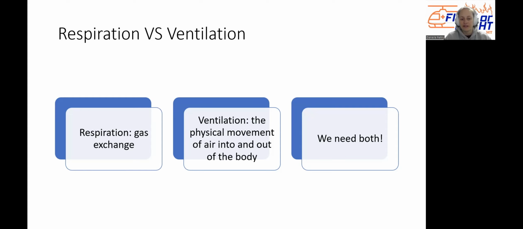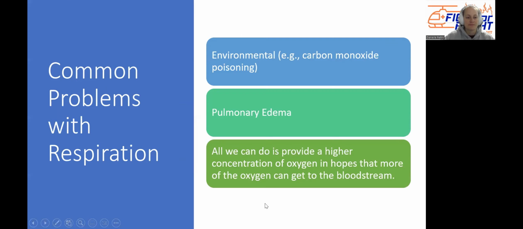We also have ventilation, and ventilation is the physical movement of air into and out of our body. So when we inhale and exhale, that is ventilation. We need both to survive and to stay alive. We need to be able to move that air into and out of our body, but also once that air gets to our alveoli, we need to be able to exchange that oxygen and carbon dioxide so that our body and all of our tissues can get the oxygen that it needs, and also so that our body can rid itself of carbon dioxide and the other waste products that we're going to exhale out.